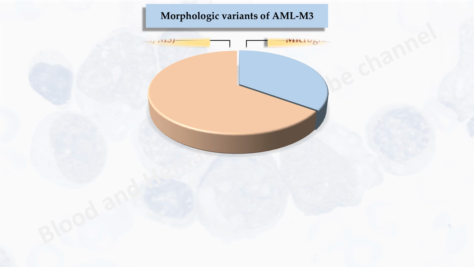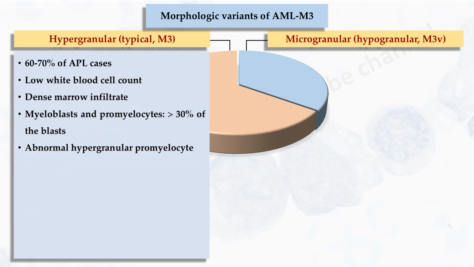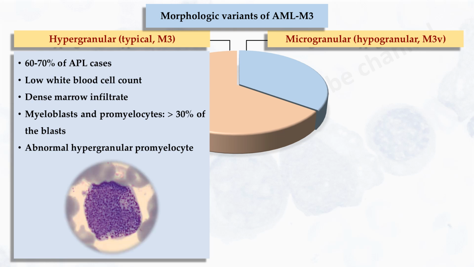There are two common morphologic variants of AML M3: hypergranular or typical, and microgranular or hypogranular variant. Hypergranular variant accounts for 60 to 70% of APL cases and usually presents with a low white blood cell count but with a dense marrow infiltrate. More than 30% of the cells are myeloblasts and promyelocytes, and the predominant cell is an abnormal hypergranular promyelocyte.